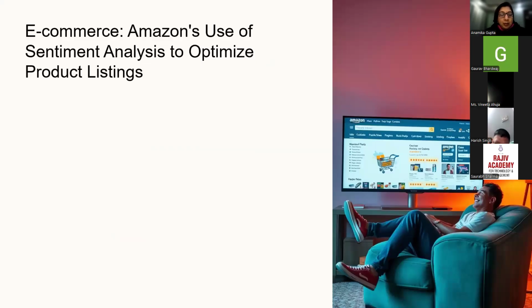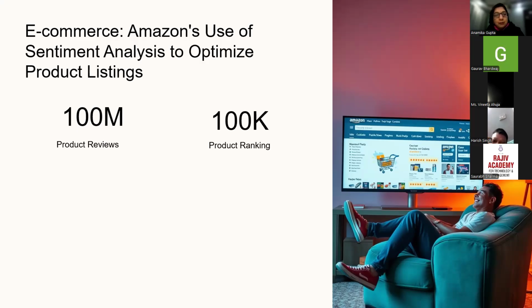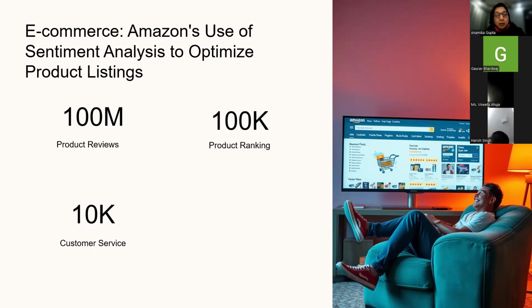E-commerce. We know how Amazon uses sentiment analysis. There are more than 100 million product reviews every day, used to optimize the product listing. They use sentiment analysis to improve the search results. There are 100K product rankings, 10K customer services. So Amazon has large data for sentiment analysis, and by the way, you can download that. Amazon provides an API, the web scraping facility, by which you can download the reviews given on an Amazon product, and then analyze them using sentiment analysis. You will find a lot of projects on Kaggle which are on Amazon data.